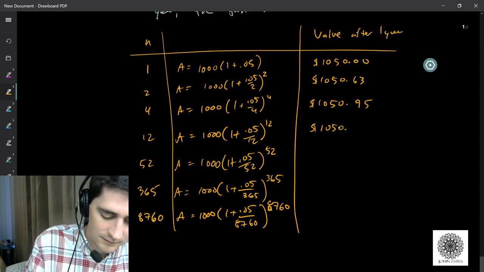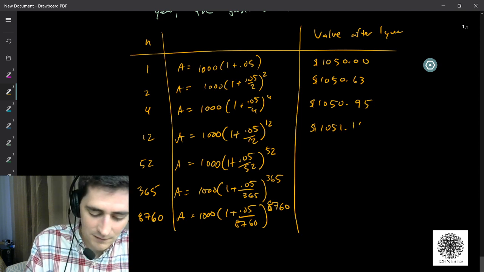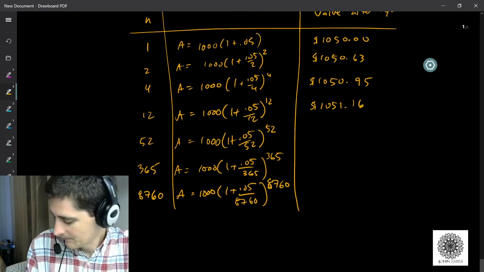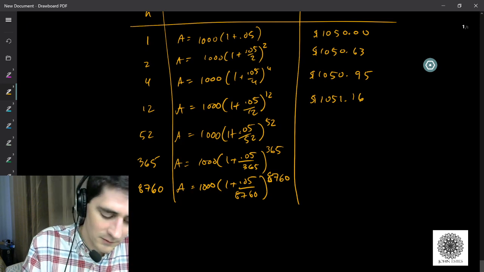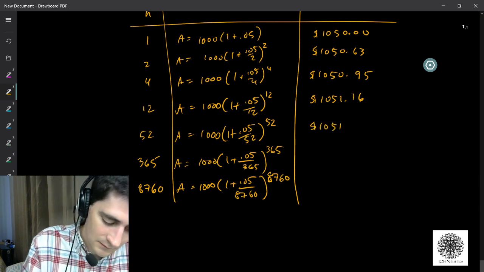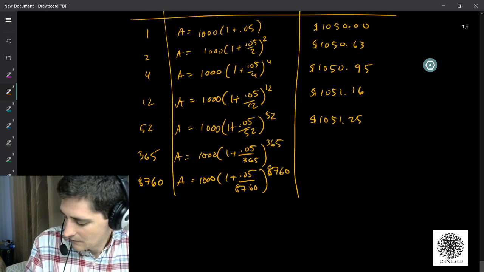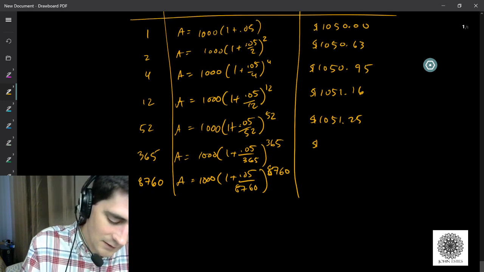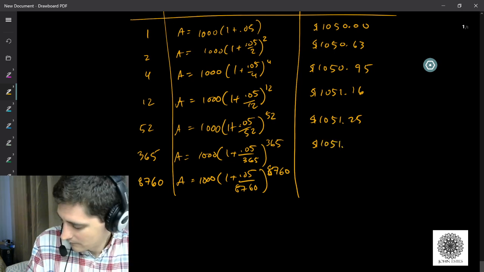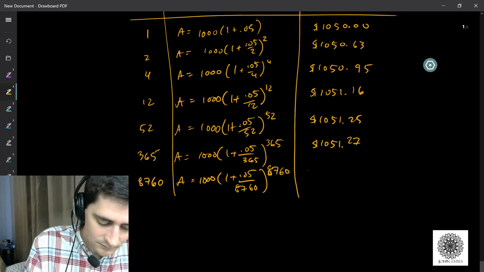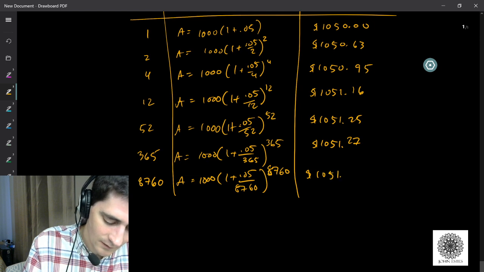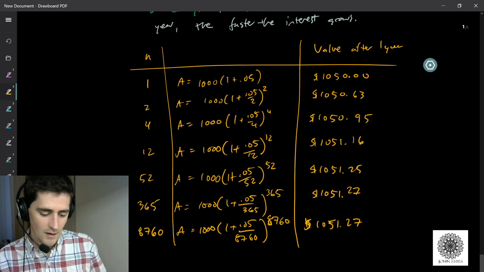And even monthly, you gain an extra, you get $51.16. Okay. If I do weekly, you get $51.25. And then the daily and the hourly are going to barely even be noticeable. It's going to be less than a penny difference between those, okay?